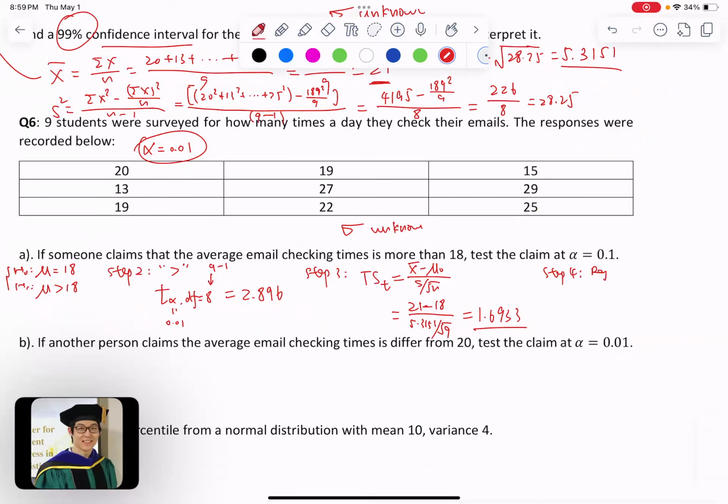So step 4, we're going to make a decision, right? We reject H naught if the test statistic, which is 1.6933, is greater than 2.896, which is not true. So fail to reject.